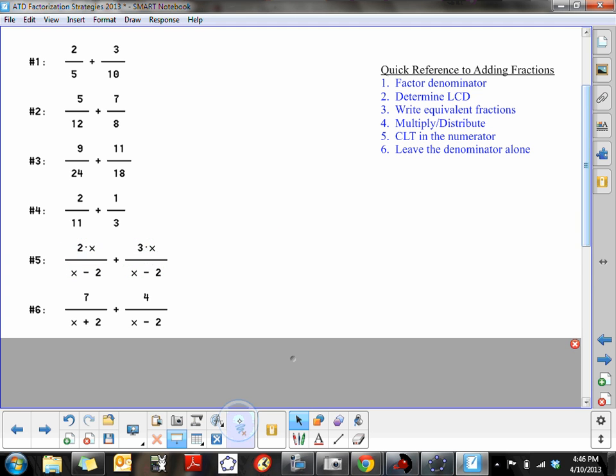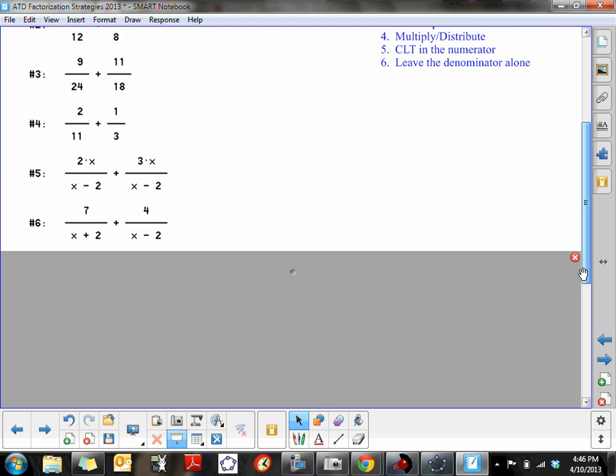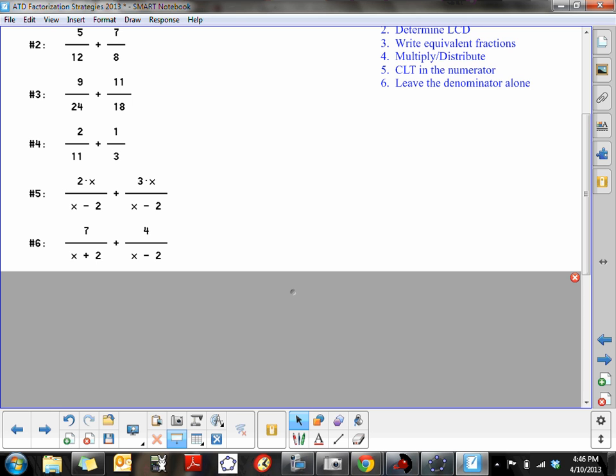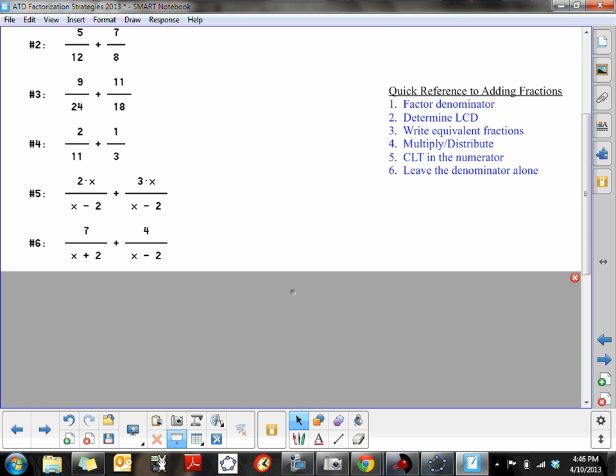In example number 6, we finally get to one that has different denominators. So first thing we want to do is see if we have any factoring to do. We don't. A lot of the problems I feed you right away, you don't have to worry about factoring. It'll already be factored. Determine the least common denominator. So here's where you've got to be careful. Remember, the fraction bars are grouping symbols.